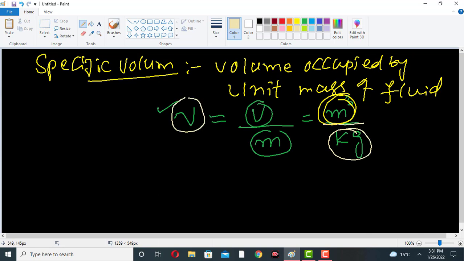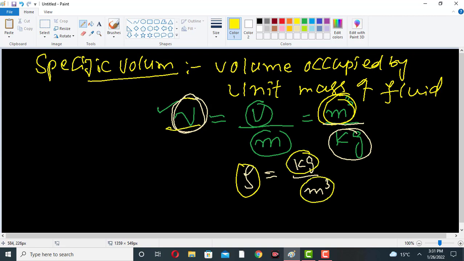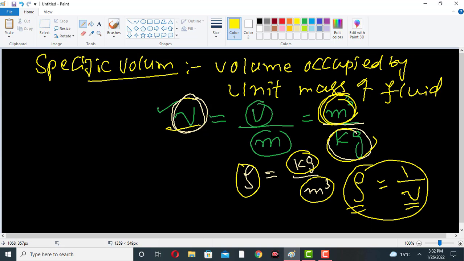Specific volume is the volume occupied by unit mass of the fluid. We know that the unit of density is kilogram per cubic meter, while specific volume is cubic meter per kilogram. So specific volume is just the reciprocal of density, or density is inversely related to the specific volume. This is another relation between density and specific volume.